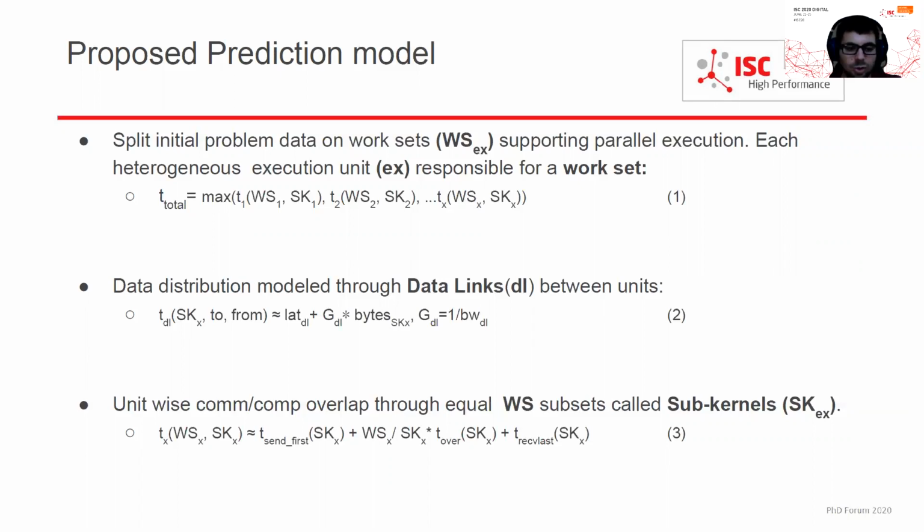Then we model data movement between different units through data links, for which we calculate their bandwidth and latency, seen in equation 2. Finally, to allow unit-wise communication and computation overlap for further performance improvement, we split the worksets on smaller subsets called subkernels, if needed, of course, and the total time for each unit can then be calculated by equation 3.